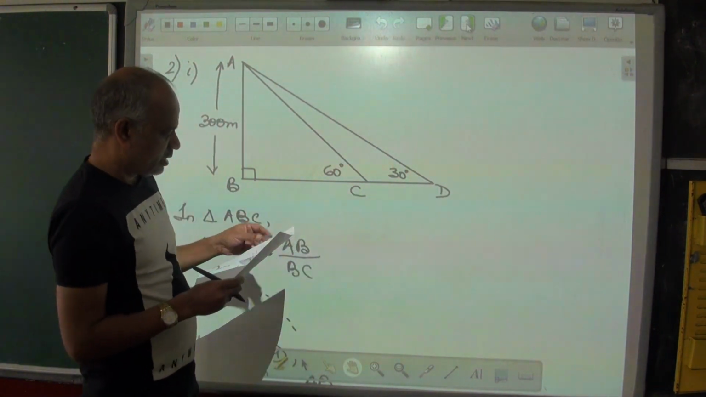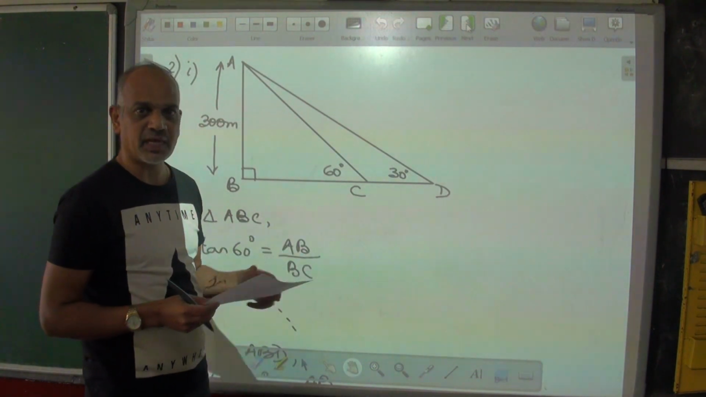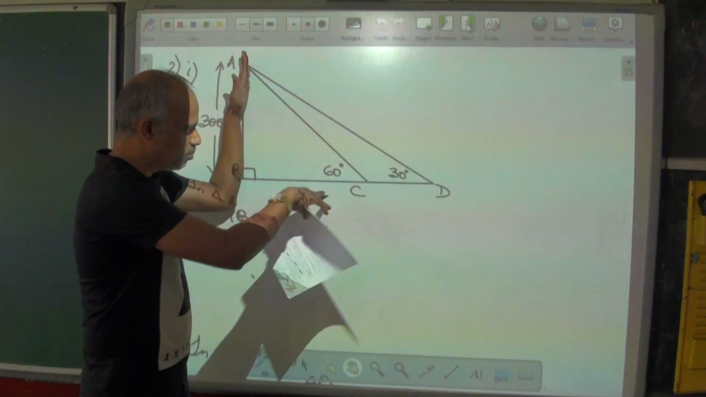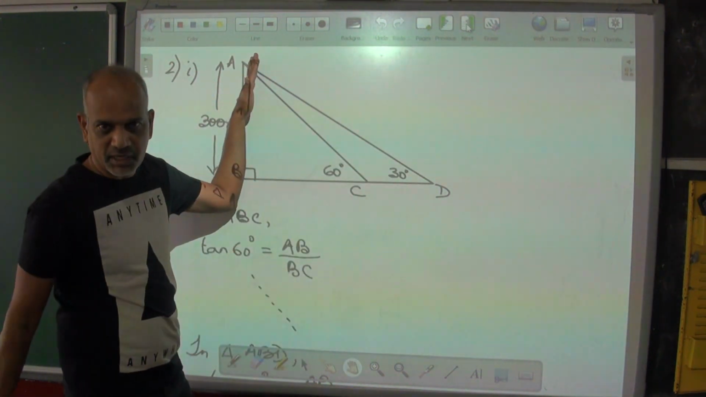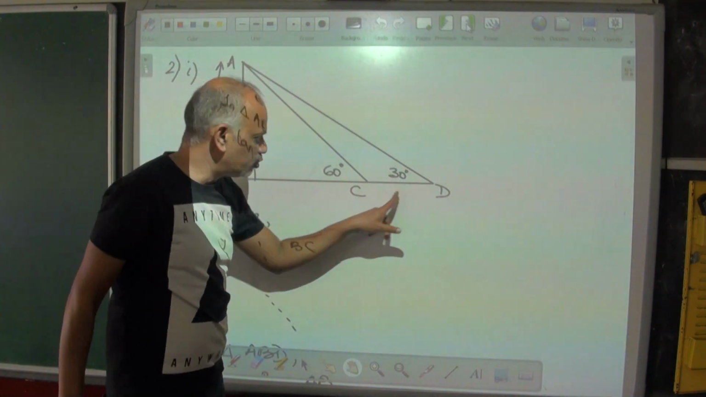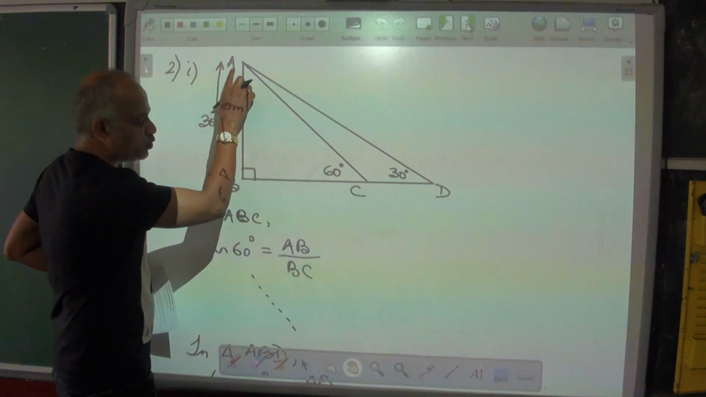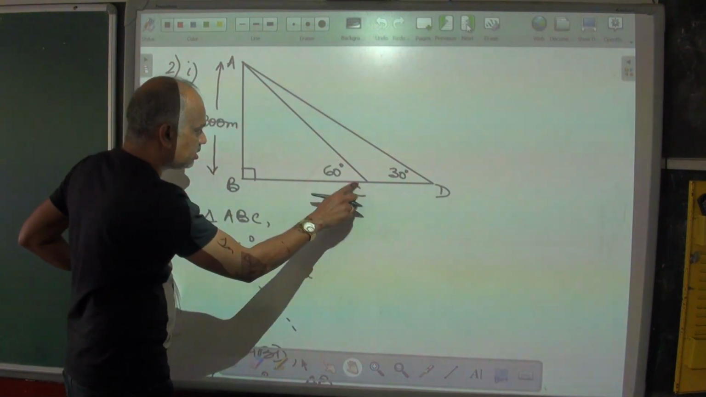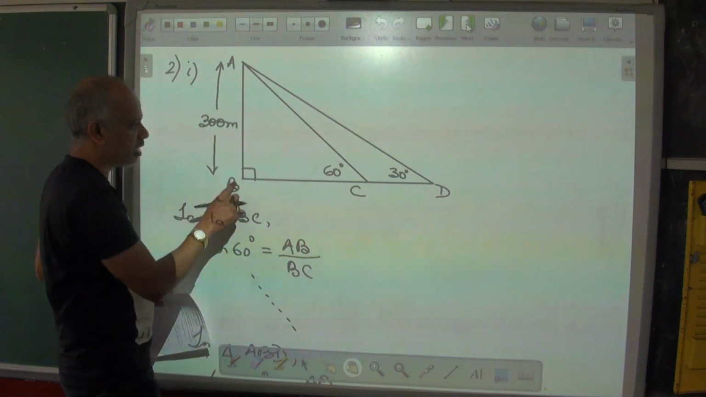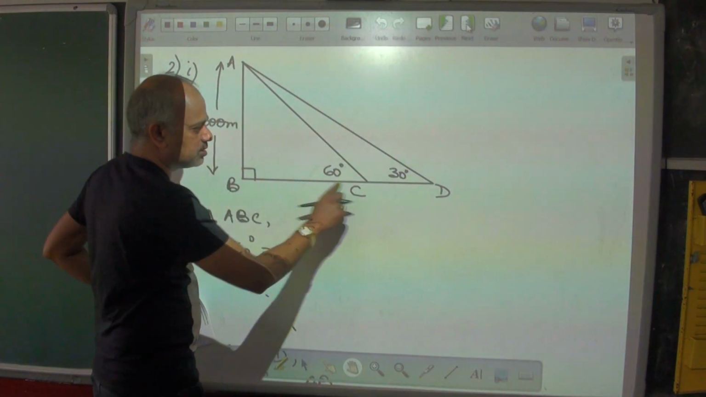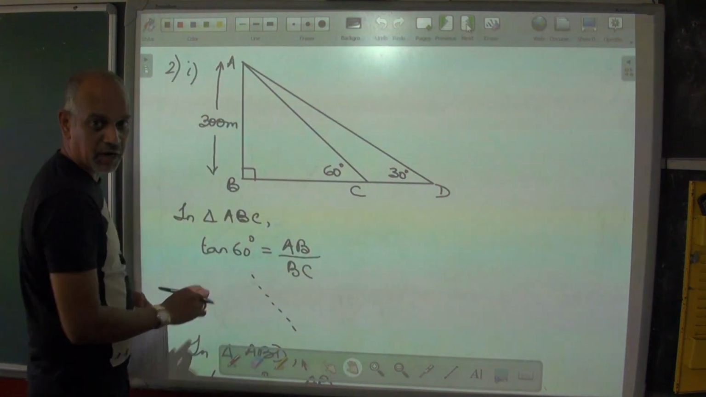The first part of the question is, you will find the distance between the idols if they are on the same side of the temple. If you see, this is the temple. Both the idols are on the same side, the right side of the temple. So you have to find distance CD. You have two right angle triangles here. ABC is one right angle triangle with the 60 degree angle in it. The second right angle triangle is ABD, with the 30 degree angle in it. So you will start with one of the triangles.